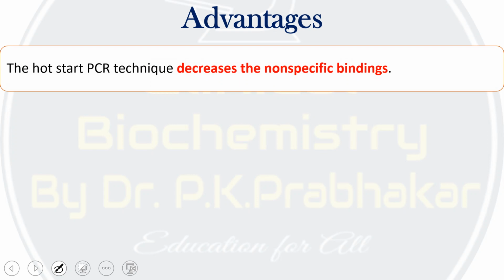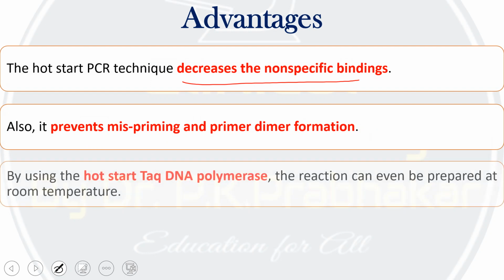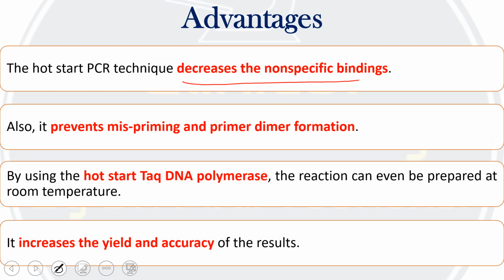Now let's see the advantages. What are the advantages of this Hotstart PCR? The first advantage is that it is going to reduce the non-specific binding. Because it reduces the non-specific binding, obviously non-specific amplification is also going to be reduced. Also, it prevents mispairing, mispriming or primer dimer formations. By using Hotstart Taq DNA polymerase, the reaction can even be prepared at room temperature. And the last one is it increases the yield and accuracy of the results. So these are the advantages, the most important ones of this process.